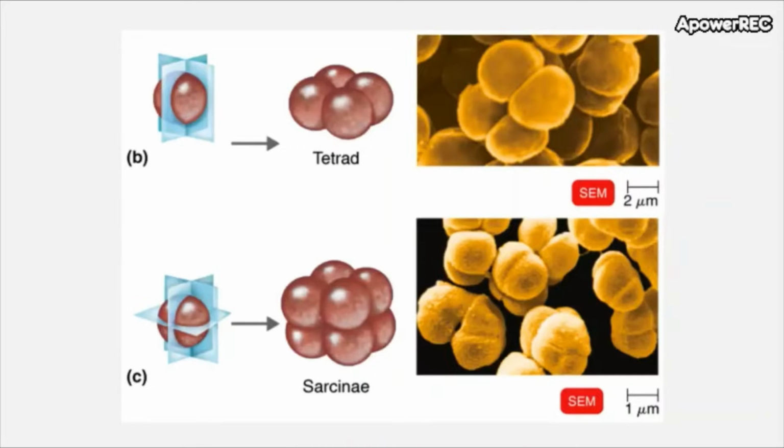Again, because plane of division determines the arrangement of the bacterial cells, if a bacterium divides on two different planes, as in this image in B, it becomes a tetrad, meaning that there are 4 bacterial cells that can remain as a group. If a bacterium divides on 1, 2, 3 different planes, we can have a sarcina, if the bacterium remains as a group, in which we have 8 bacteria attached to each other.